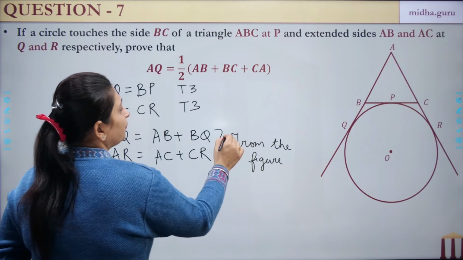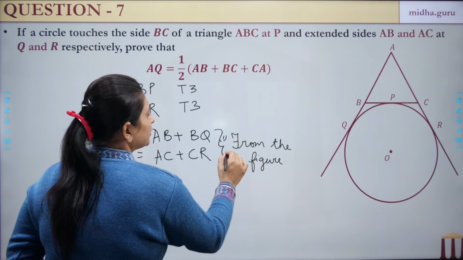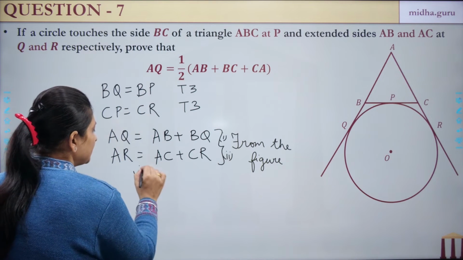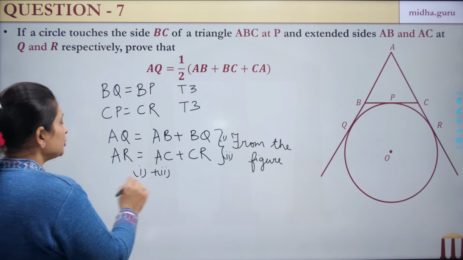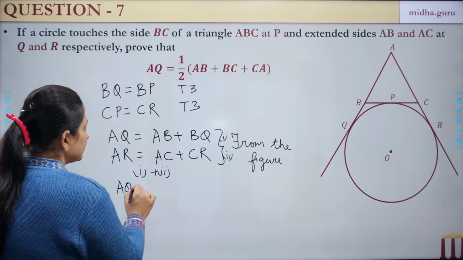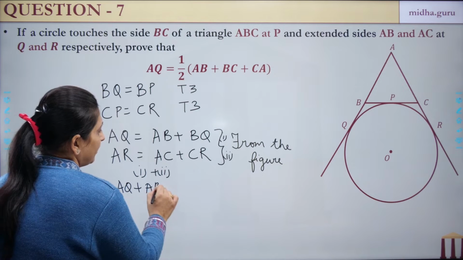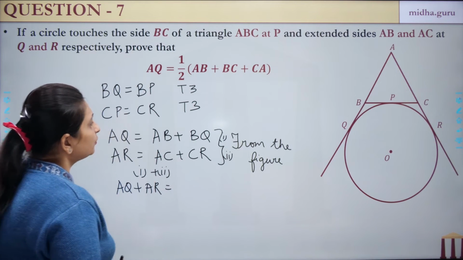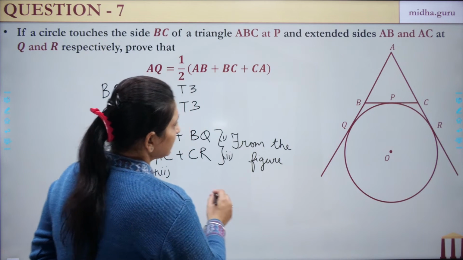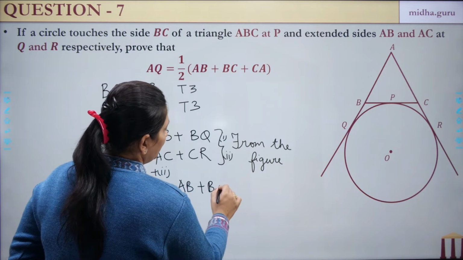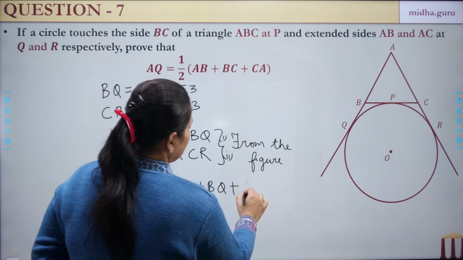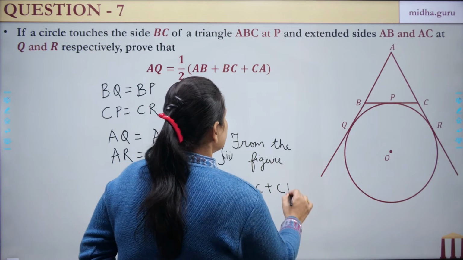Now, equation 1 and equation 2. The next step is we'll add these two equations. Adding equation 1 and equation 2, we get AQ plus AR is equal to AB plus BQ plus AC plus CR.